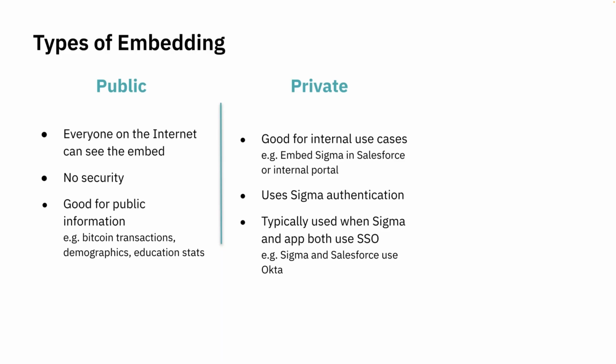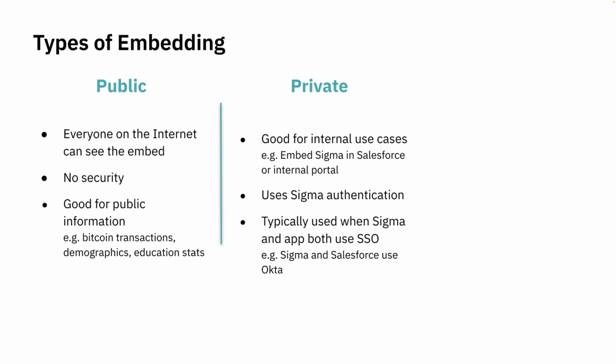And then you could take any workbook in Sigma and do a private embed, let's say in Salesforce, and people in your organization, when they go to Salesforce and click on the right link, would see the Sigma workbook embedded in there. And the authentication works because in this example both Salesforce and Sigma are authenticating the exact same way through single sign-on through Okta. It's just an example. So this is a use case that we see fairly commonly for internal usage.